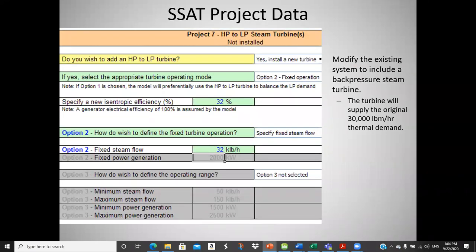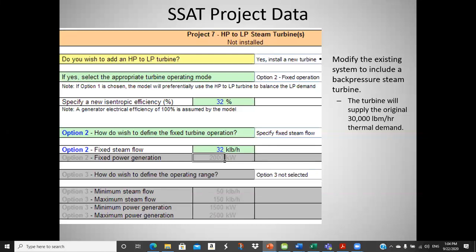And so this is the previous tool, the SSAT. One of these days I'm going to not be lazy and go and do all of this and measure and cut and paste those figures and put them in here, but that hasn't happened yet. So in this one, you answer these questions. Do you wish to add a high pressure, low pressure turbine? And you click the box and pull down and say, yes, I do wish to add a turbine. Software says, okay, buddy, you got it.